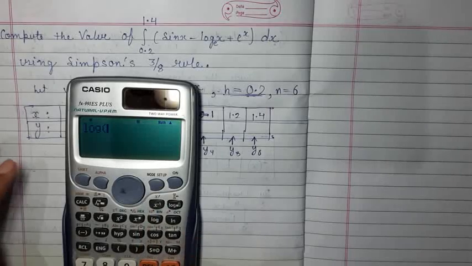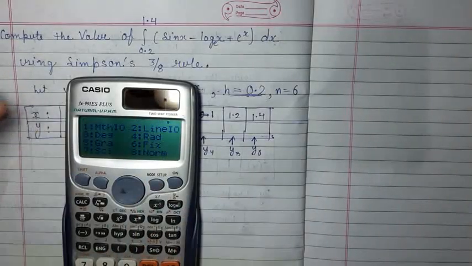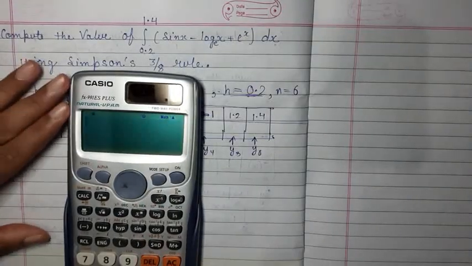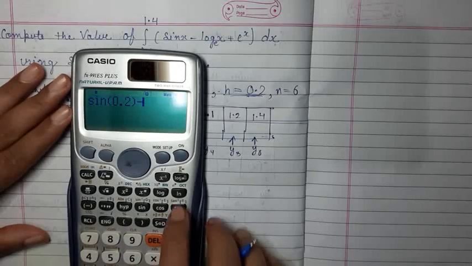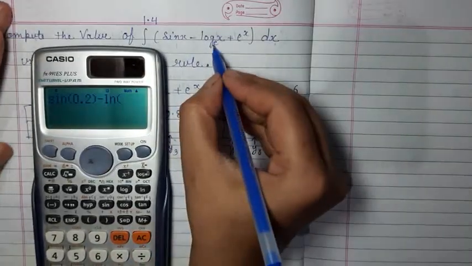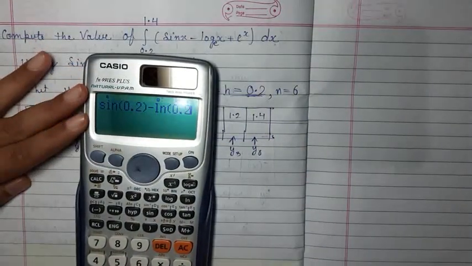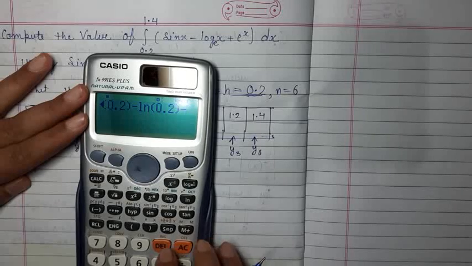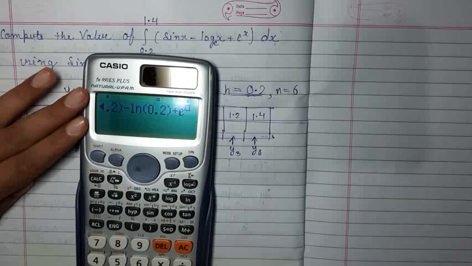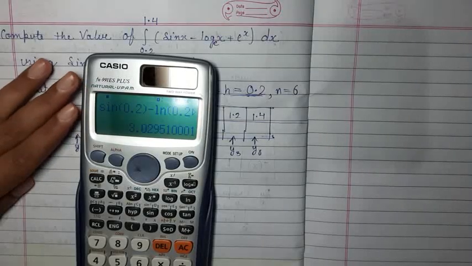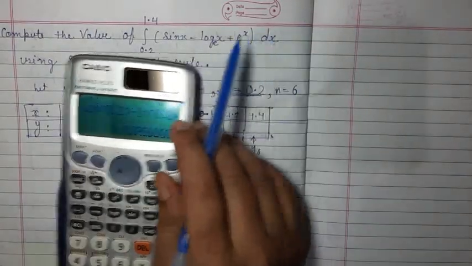So how will we solve this? First, I am not changing this. It will be radian only. Okay, sine 0.2, then minus natural log, because in the question it is written log e, so natural log 0.2, plus e to the power 0.2. Then our answer will be 3.0295.